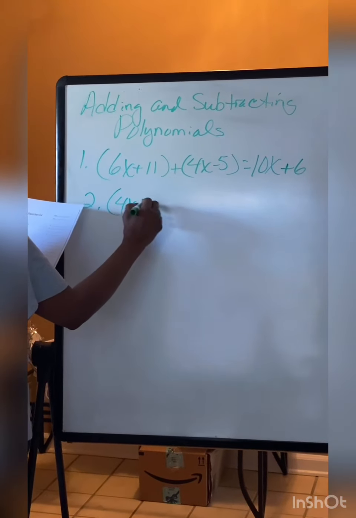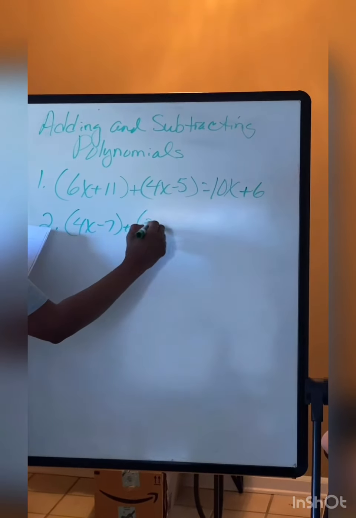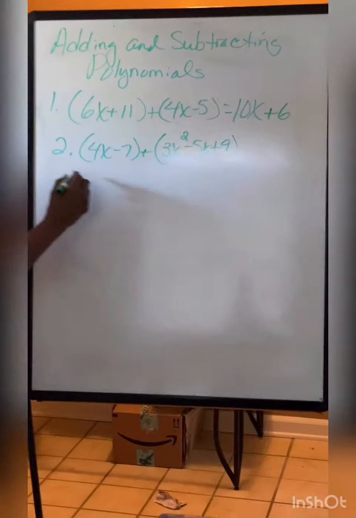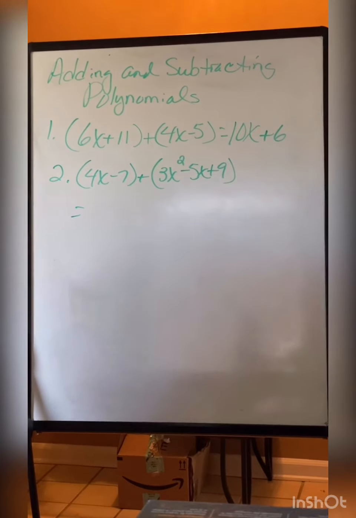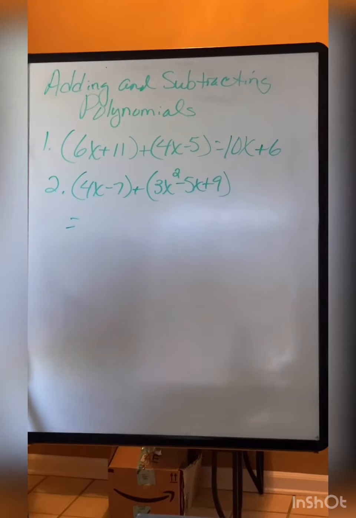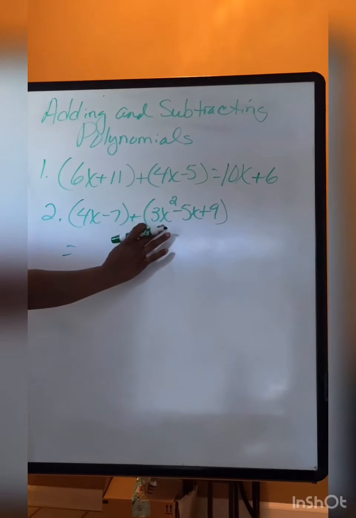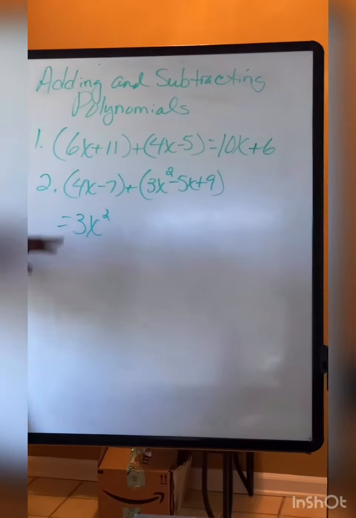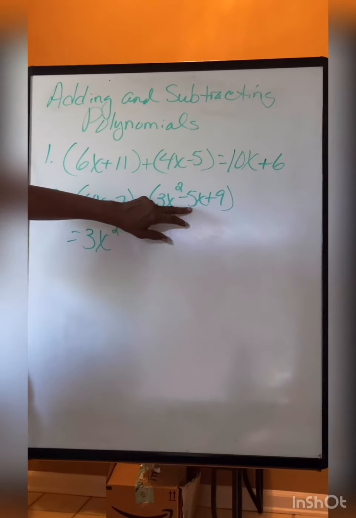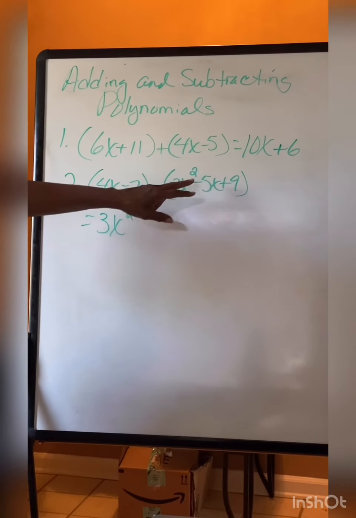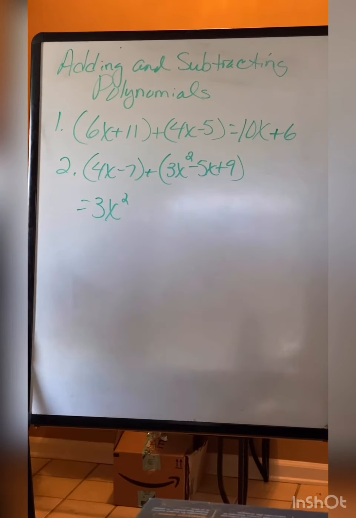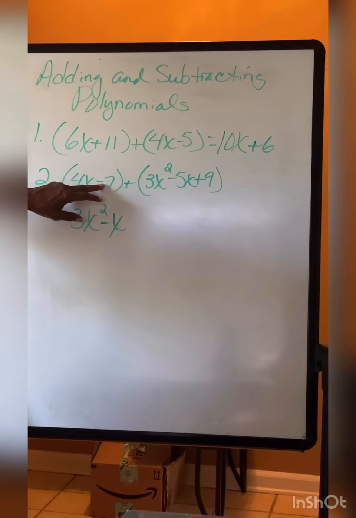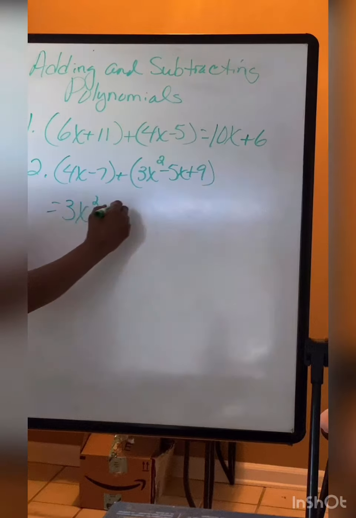If I had the binomial 4x minus 7 plus the binomial 3x squared minus 5x plus 9. And as we write the answers, we're going to write them in what we call standard form, starting with the greatest exponent for the variable and let it descend. So I do not see a like term for the 3x squared, so I'll just keep my 3x squared. I notice I have a positive 4x, I have a negative 5x. If you take a positive 4 and combine a negative 5, you get a negative 1, so I'll have a negative 1x. That dash makes the 7 negative. I have a negative 7 plus 9. When I combine, I get a positive 2.